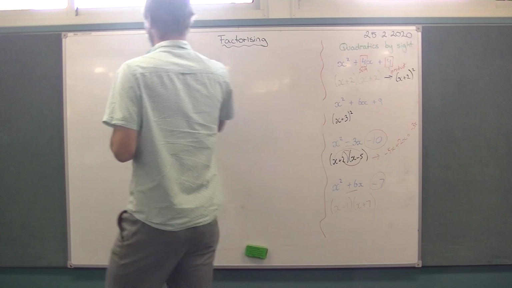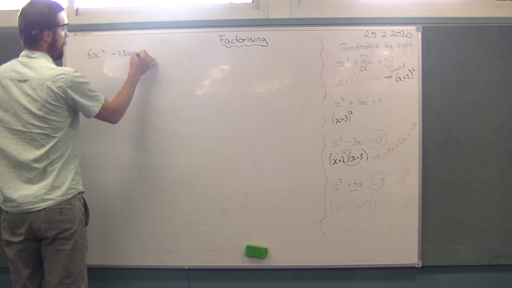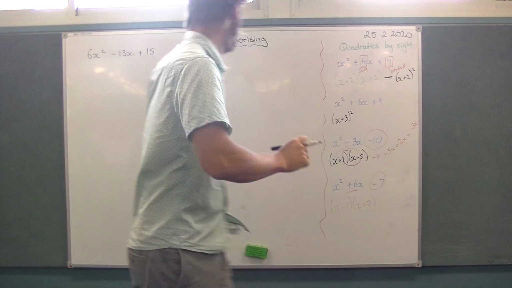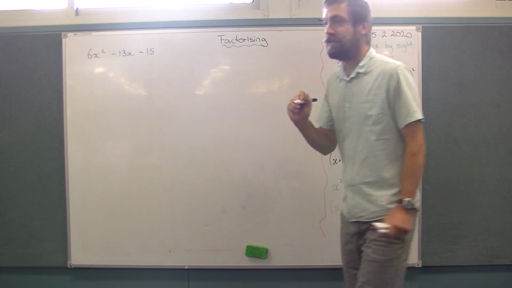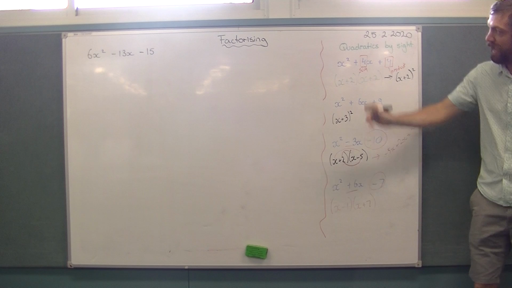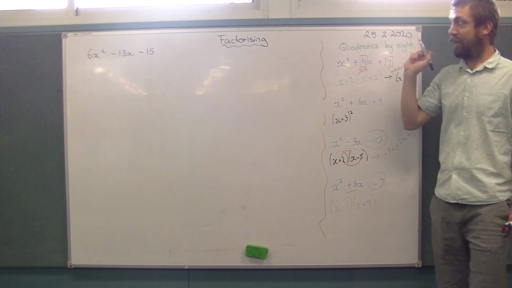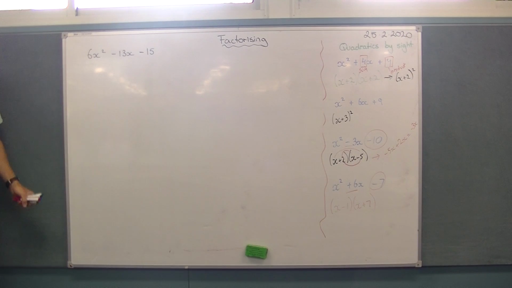So some people already know how to do these ones. What's the difference between these ones and that one? Anyone want to tell me? There's a number in front of the x squared. There are lots of x squared. X squared has a coefficient. Good use of language. X squared has a coefficient.